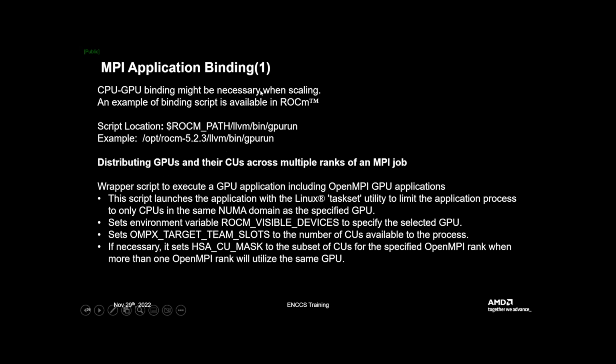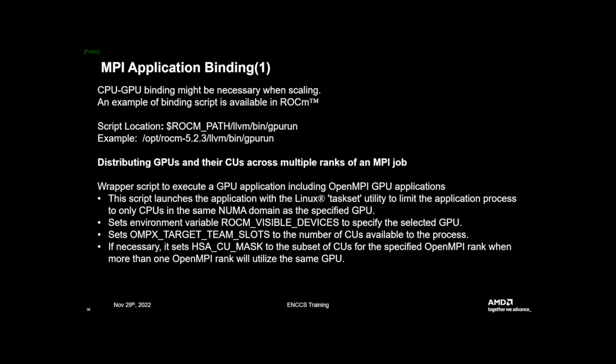in ROCm by default. If you load a ROCm module on a data center or on our cloud, look at this path: ROCm path LLVM bin gpurun. If you go there, there is a script called gpurun, and the script can do the binding automatically for you. You don't have to change anything for that. Now, if it happens that for your application the script is not working, you can still modify it and use it to solve your binding issue.